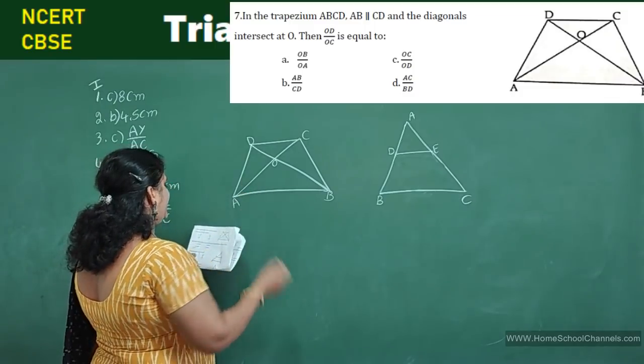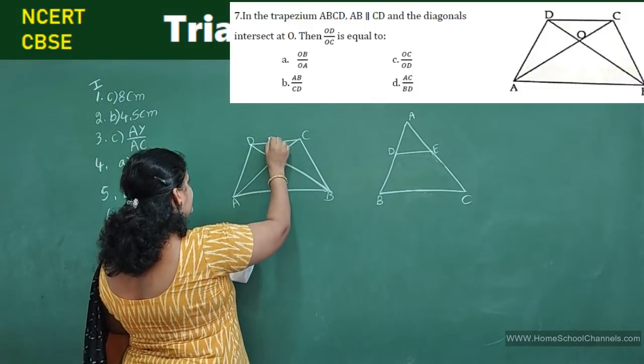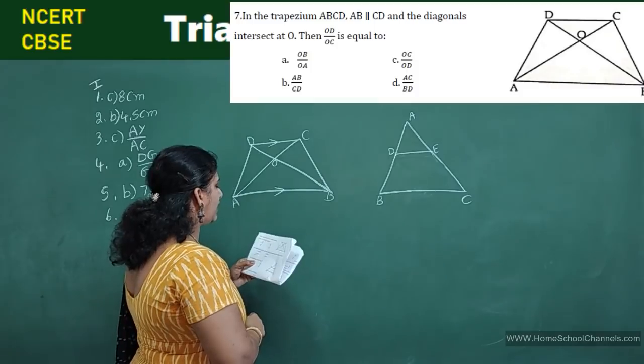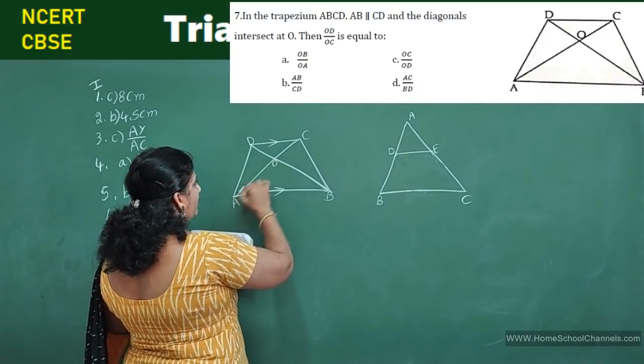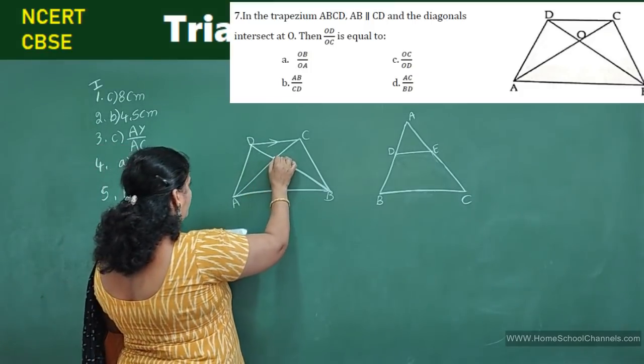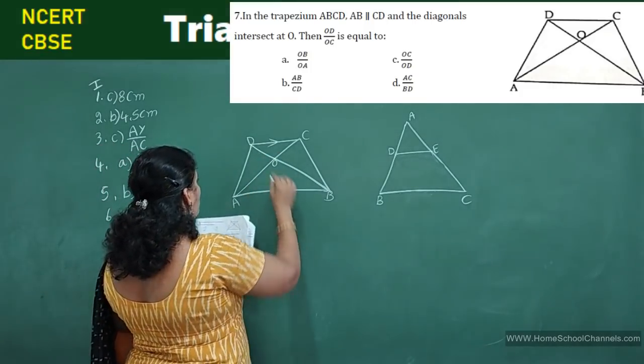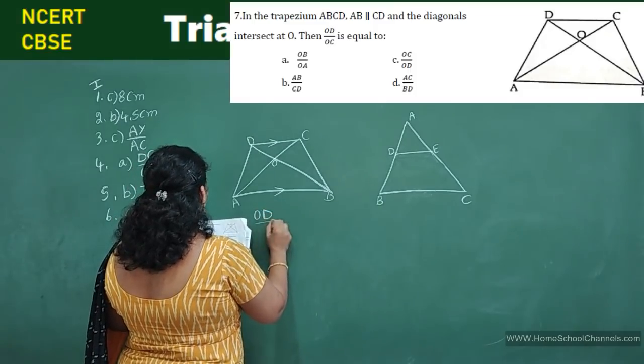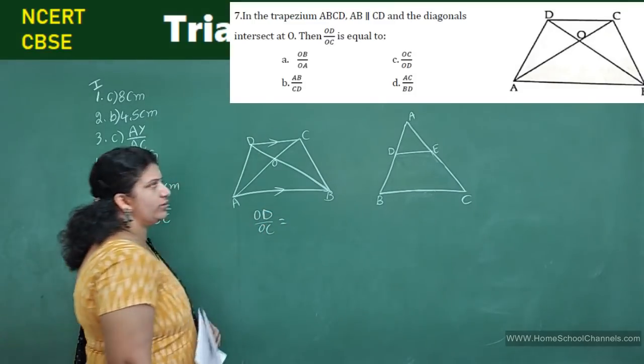Seventh one. In the trapezium, you can see a trapezium here, ABCD. AB is parallel to CD, and the diagonals intersect at O. AC and BD are the diagonals. Both are intersecting at point O. Then OD by OC is equal to, your question.